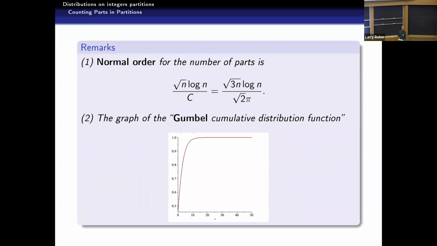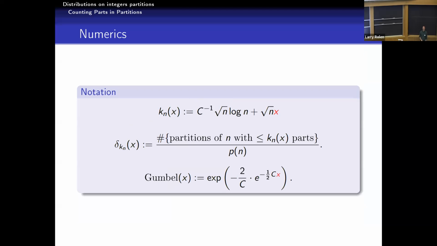The cumulative distribution function is going to look like this. As x gets very large, we get closer and closer to 1. That's our integral over the distribution, and of course as x goes to infinity, you're going to hit 1. So this was Erdős and Lehner's theorem. Let's compare this numerically with the actual data.